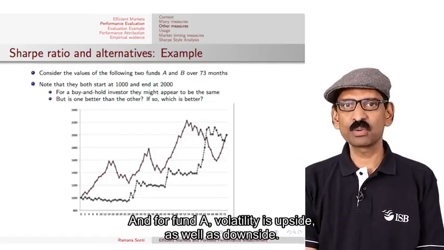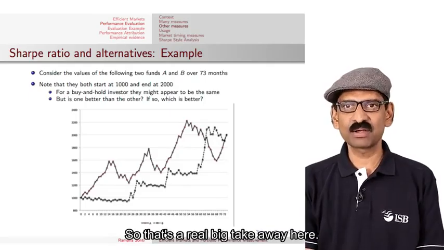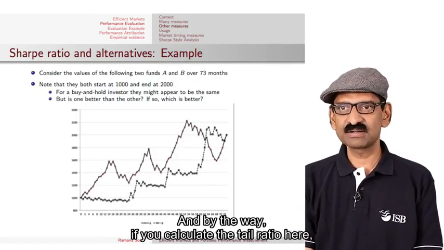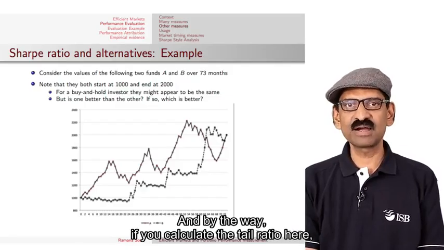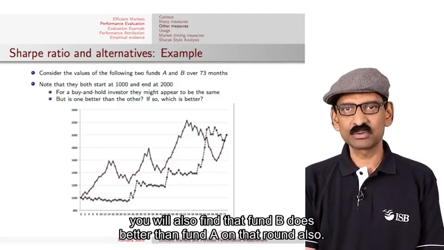And for fund A, volatility is upside as well as downside. So that's the real big takeaway here. And by the way, if you calculate the tail ratio here, you will also find that fund B does better than fund A on that count also.